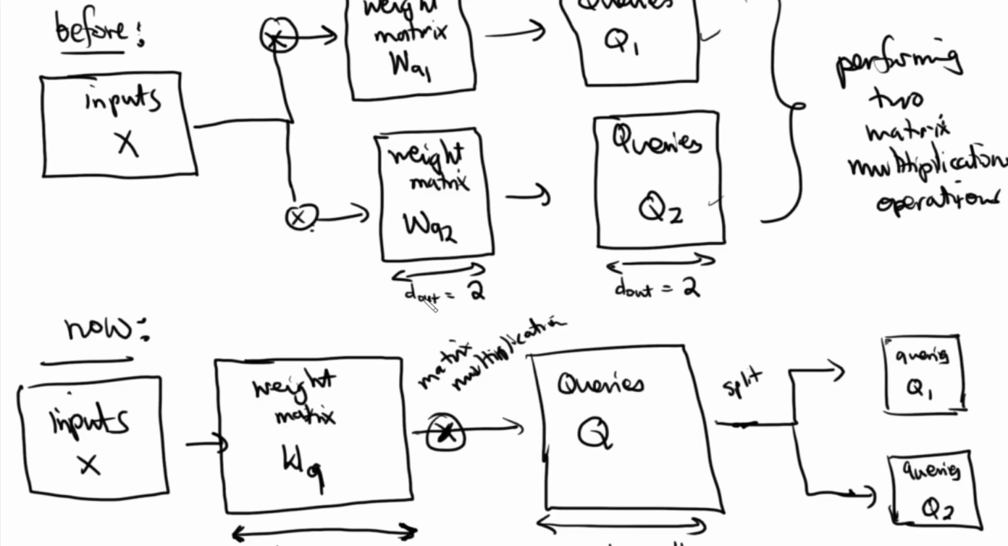Some of them will have 96 heads. If you have 96 heads, in this scenario you would have done matrix multiplication 96 times on large matrices, because these matrices will not have d_out equal to 2, they might have a d_out of 12,000. So these are big matrices, and you would do these multiplications 96 times just to get 96 queries. And then you need to do the same thing for keys and the same thing for values.